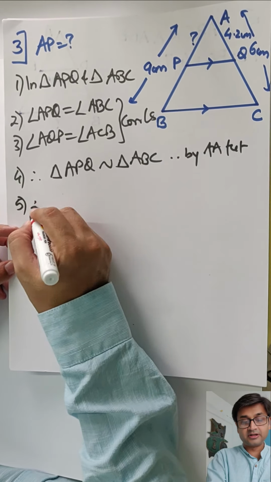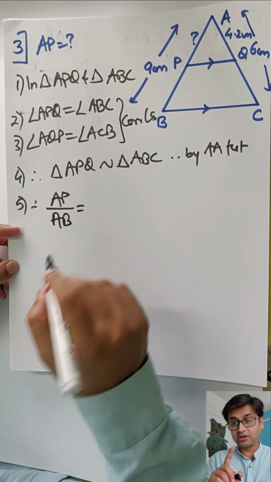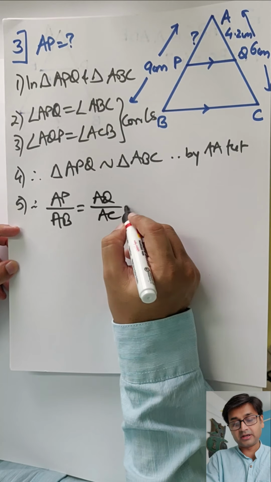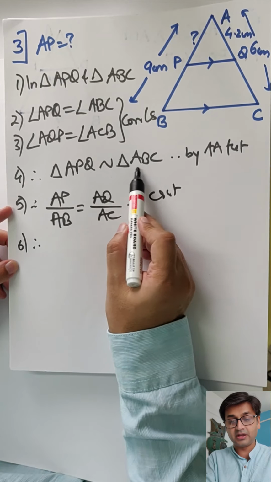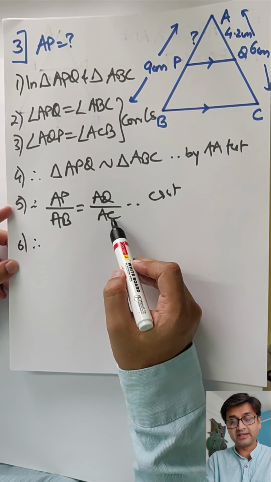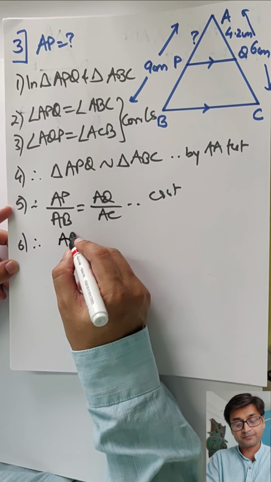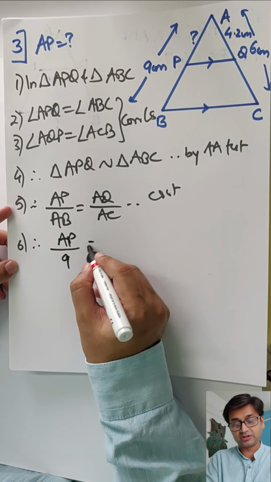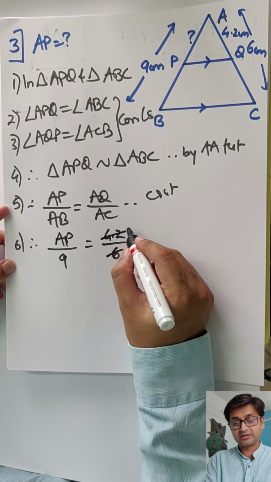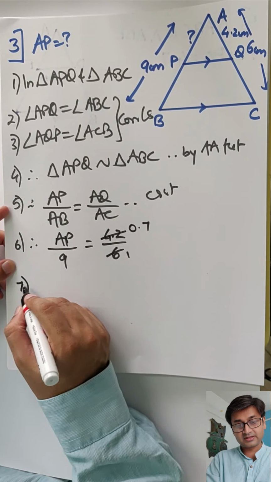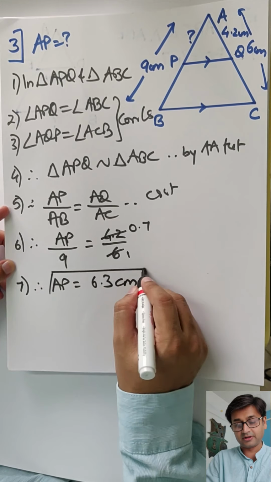Once your triangles are similar, therefore AP upon AB, not PQ, okay? AQ upon AC, CSST. And therefore, what is AP? See, AP, AB. AQ first last AC. I didn't take PQ because I don't need PQ BC at all. So why waste our time? So AP upon AB, which is 9. AQ 4.2 upon AC, which is 6. So 6 ones are 0.7, therefore AP on cross multiplying is 6.3 centimeters.